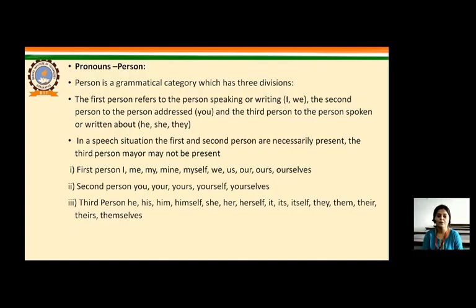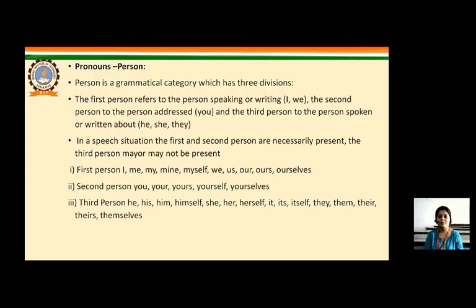Now moving forward, we will cover the persons that are involved in pronouns. Person is a grammatical category in pronouns which has three divisions, that is first person, second person and third person. The first person always refers to the person speaking or writing. Like I am speaking now, I am giving this video lecture, so I am the first person. The second person refers to the person addressed. Suppose you are listening to this lecture, so here you are the second person. And third person refers to the person spoken or written about.